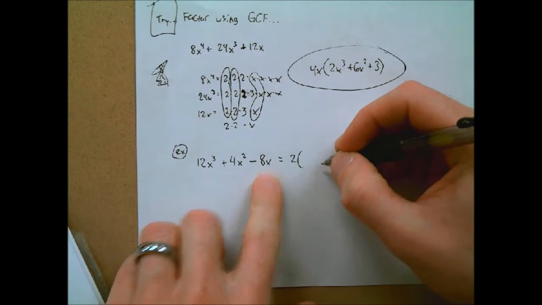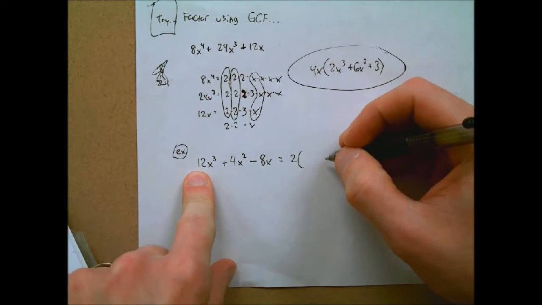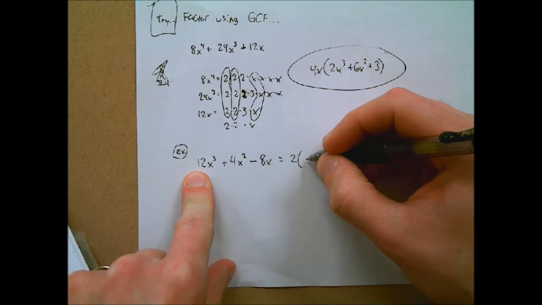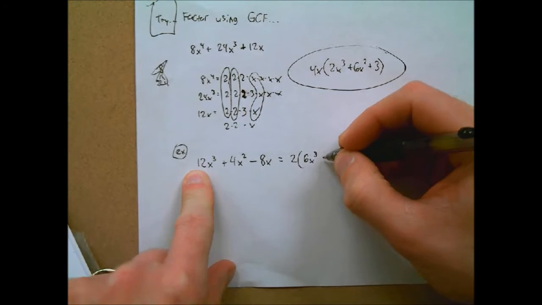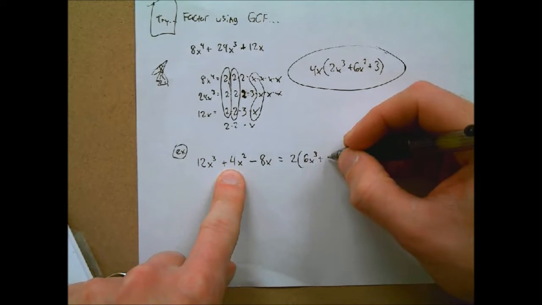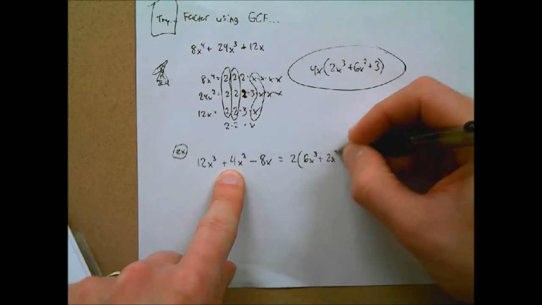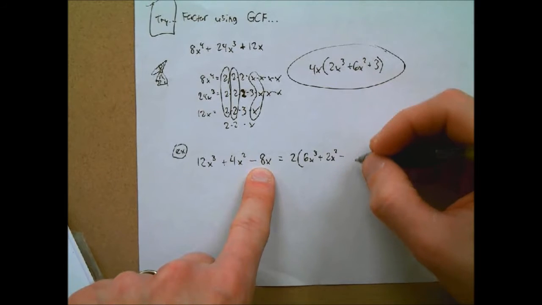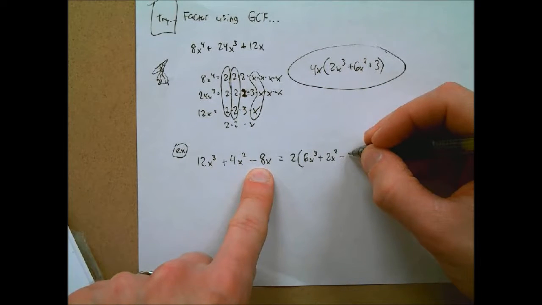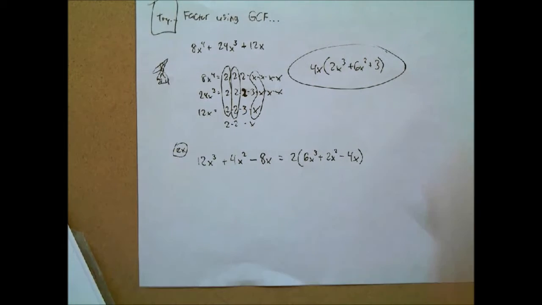If I pull out a 2, what does 12 now become? 6, and we still have x to the third. And the 4 becomes what? I pulled a 2 out, so it's 2x squared. And I'm going to divide a 2 out of the minus 8. It becomes minus 4x. I pulled a 2 out. That's a common factor, but it's not the greatest. Continue to look inside here.